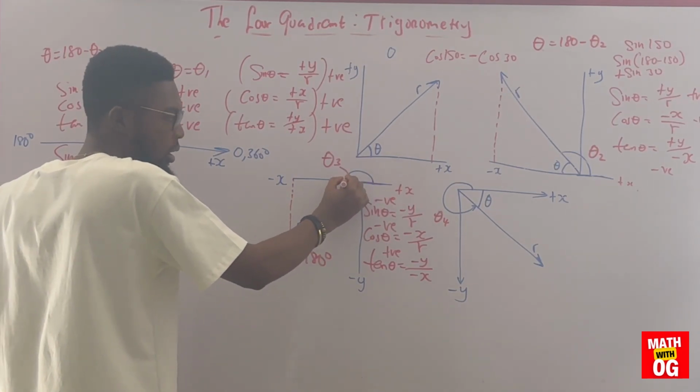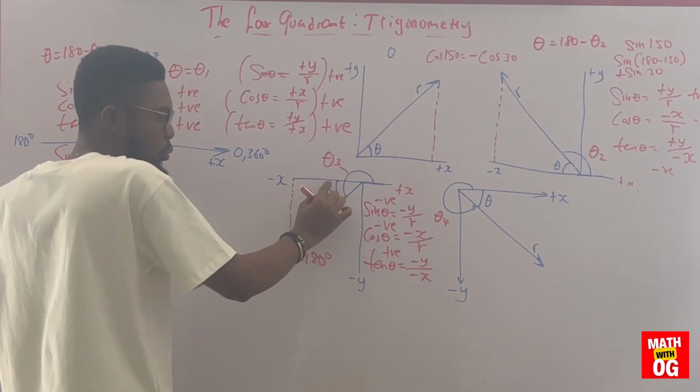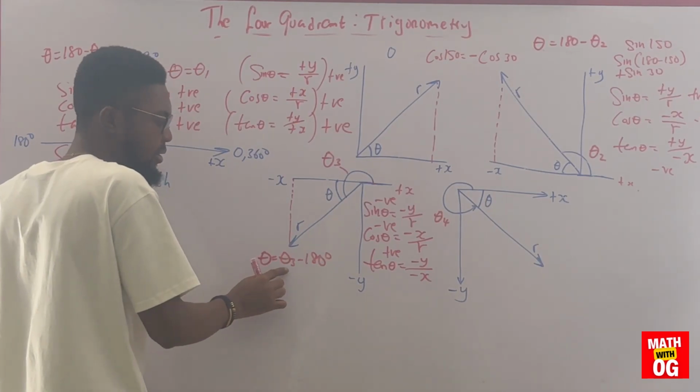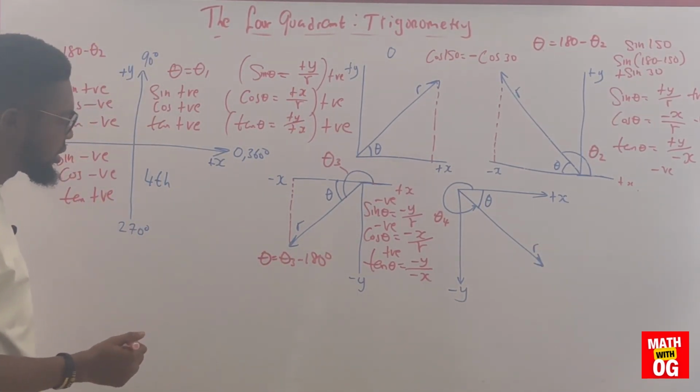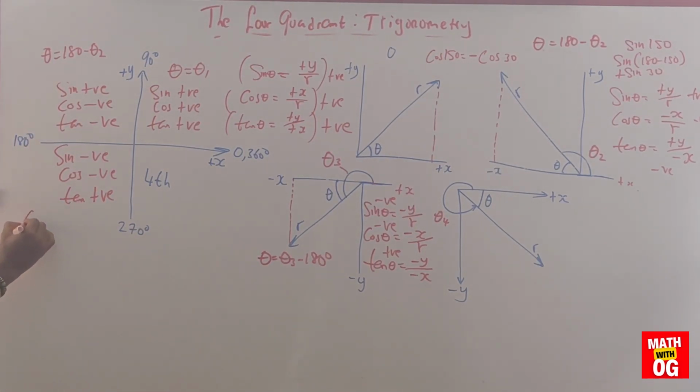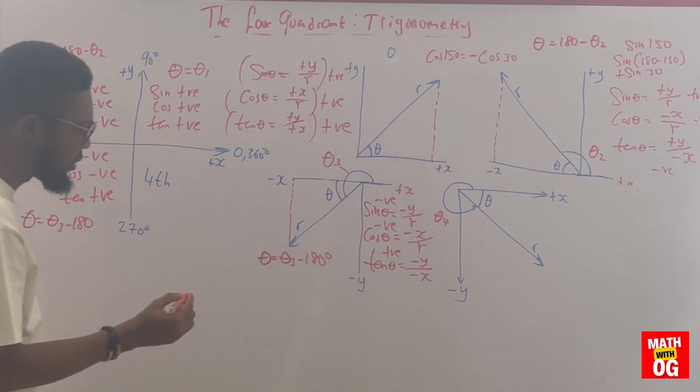Now, similarly, from here to here is theta 3. However, from here to here is 180. So what will be this angle here? This angle here is simply theta 3 minus 180. So we can say our angle for theta is theta 3 minus 180.